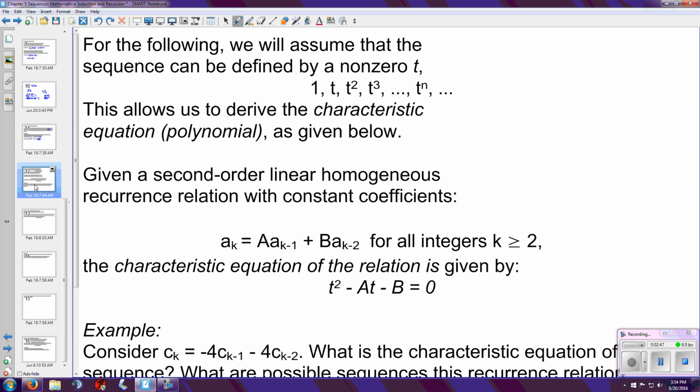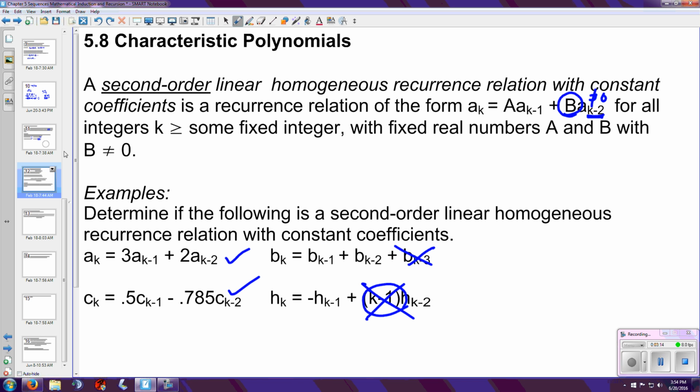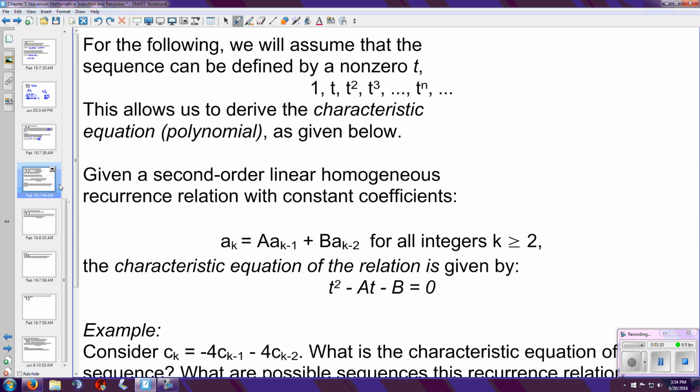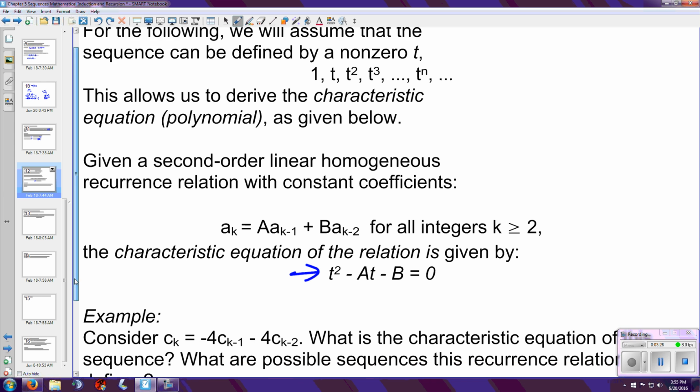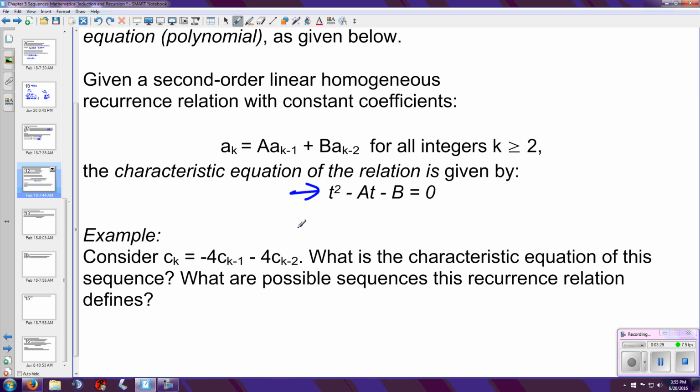Let's move on here and talk about the characteristic polynomial. If you're given some sequence, I should mention that we're dealing with a geometric sequence here. We are making an assumption that this is an infinite geometric sequence. We can derive a polynomial equation, which is given down here. So your polynomial equation, a sub k equals a times the k minus first term plus b times the second term. So if you have, in other words, what we defined on our previous example here, one of these second order linear homogeneous recurrence relations with constant coefficients, then you may use our characteristic equation, which is right here.